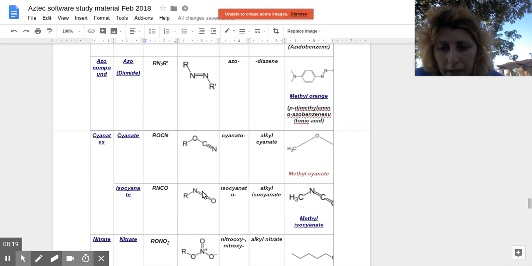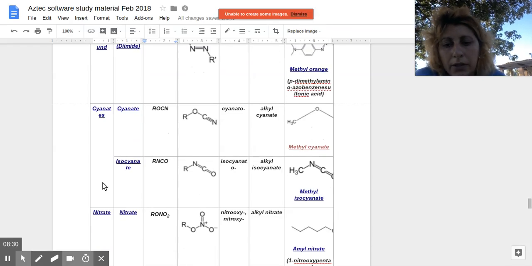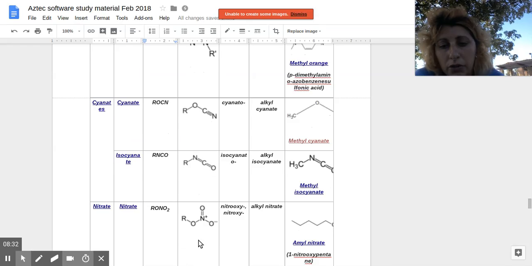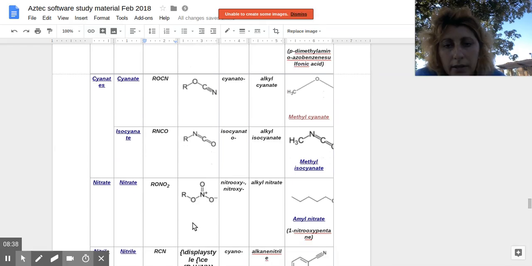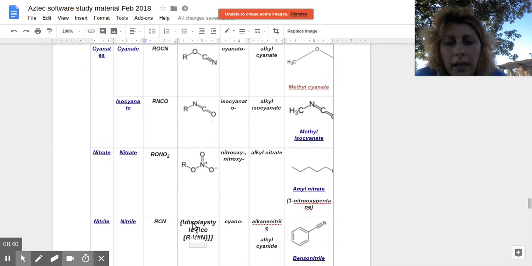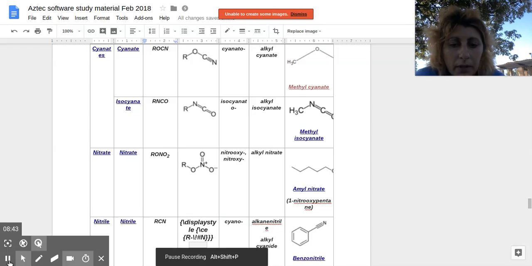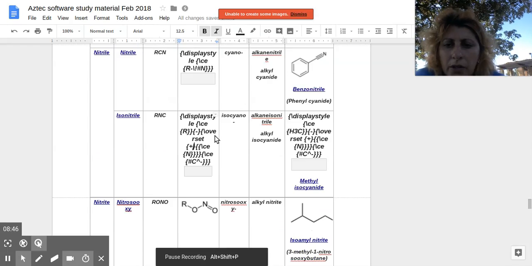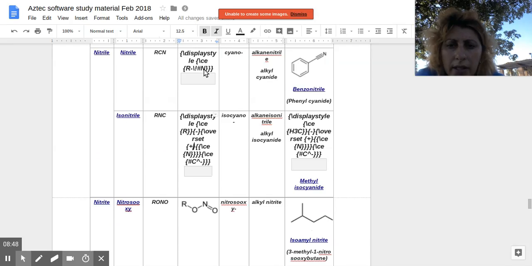However, double bound nitrogen, double bound oxygen to the carbon, and an R group off the nitrogen. Now, nitrate, N, three oxygens, two singly bound, one double bound, and an R group off one of the oxygens. So nitriles also have nitrogen and an R group. So RCN, carbon, nitrogen to an R group.